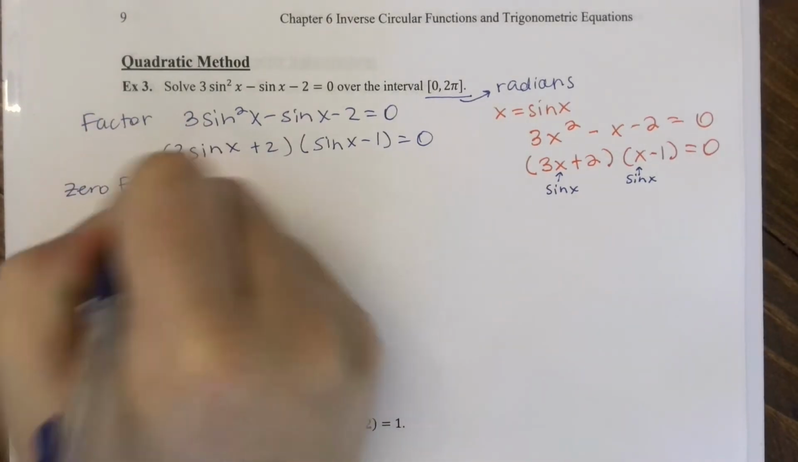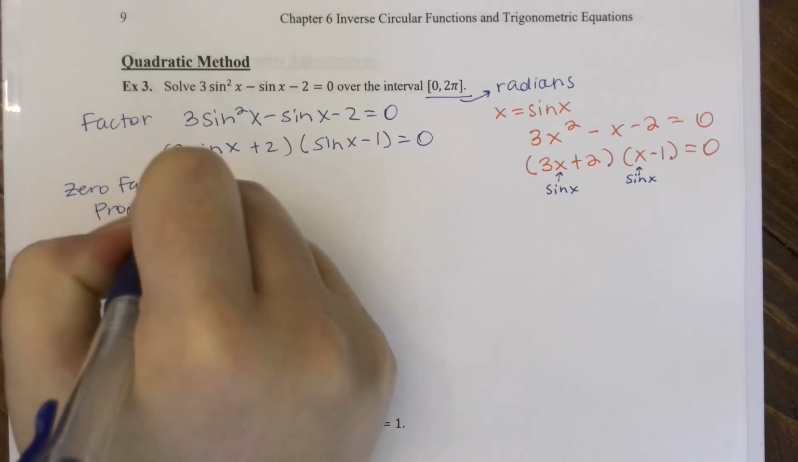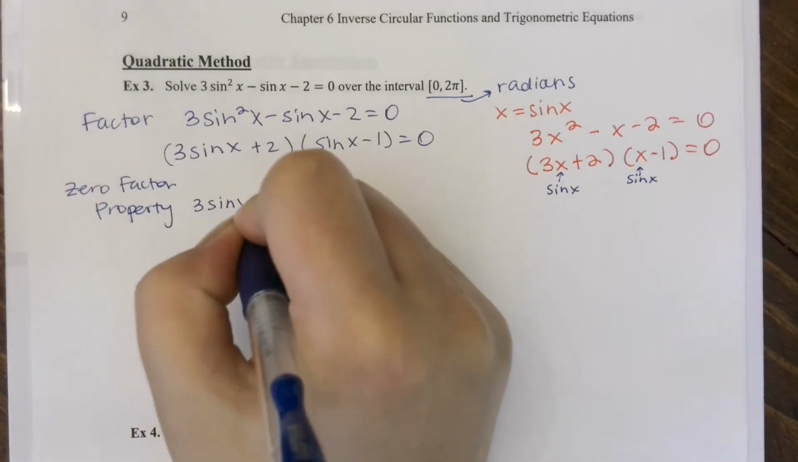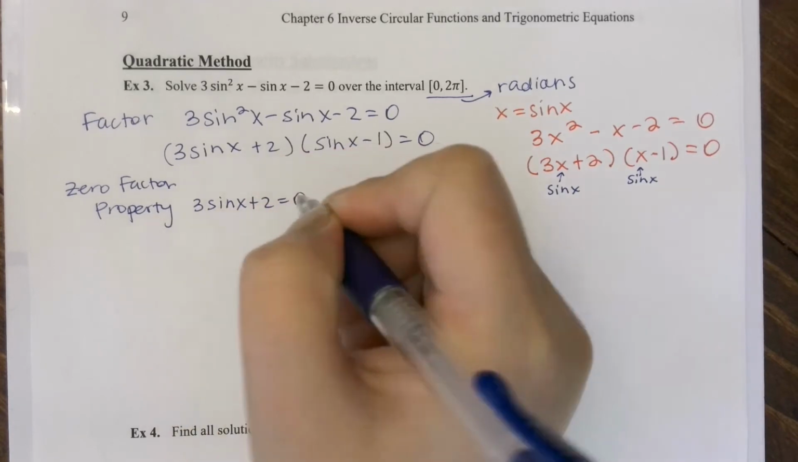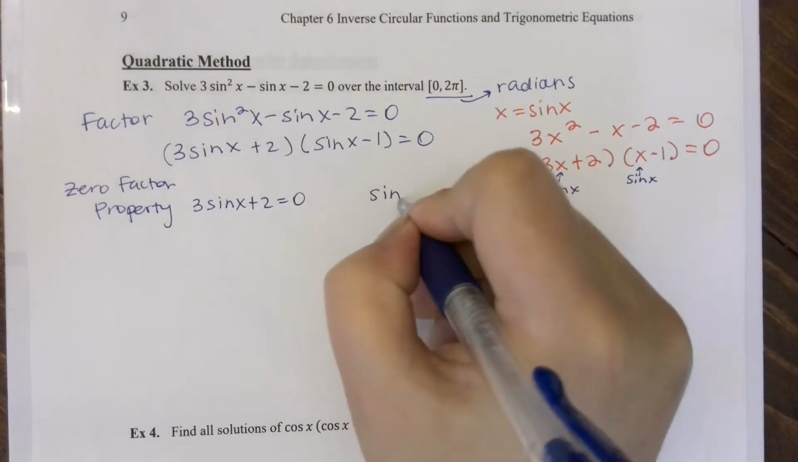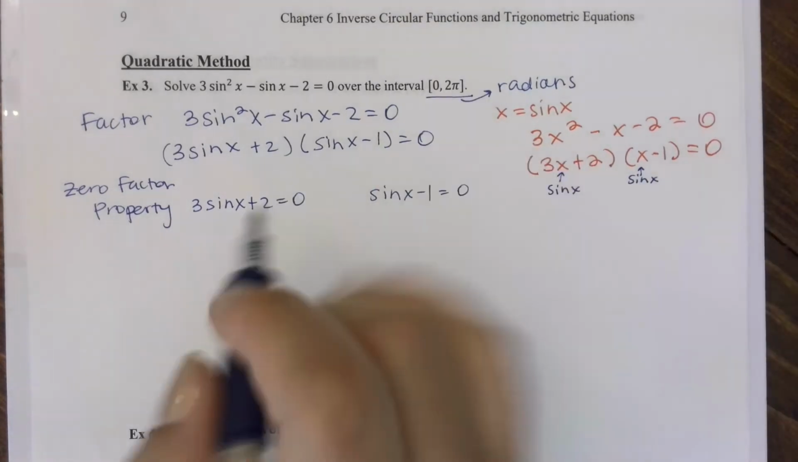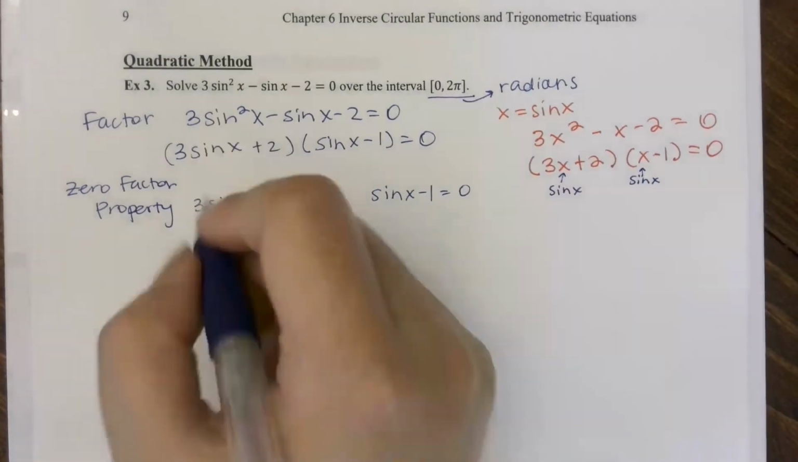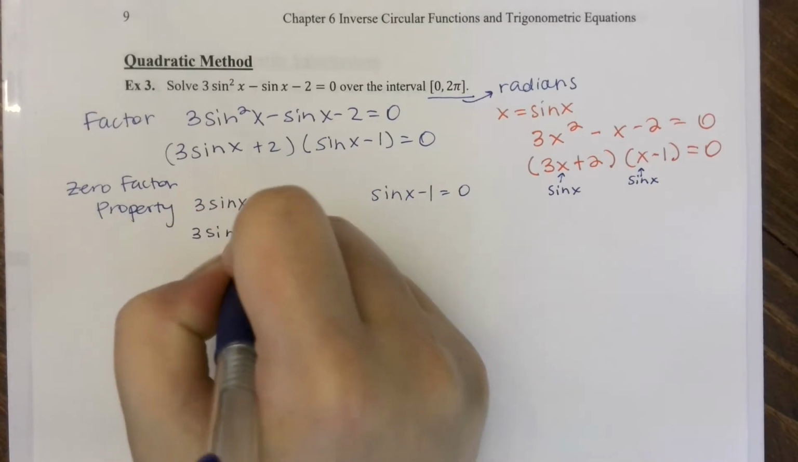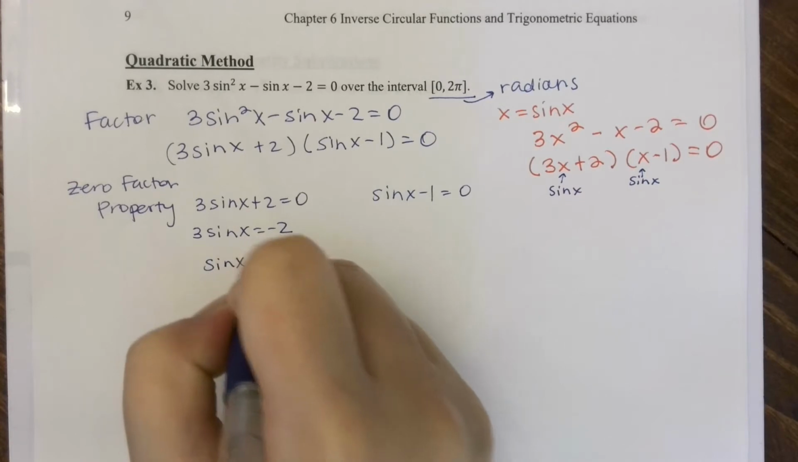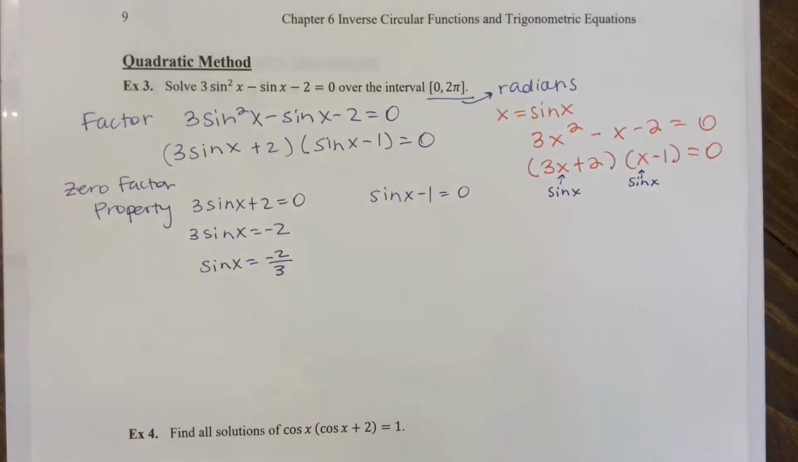Okay, so the zero factor property, we set each factor equal to 0. So we have 3 sine x plus 2 equals 0. And we have sine x minus 1 equals 0. Alright, so let's solve the first one. So we have 3 sine x equals negative 2. Or sine x equals negative 2 over 3.